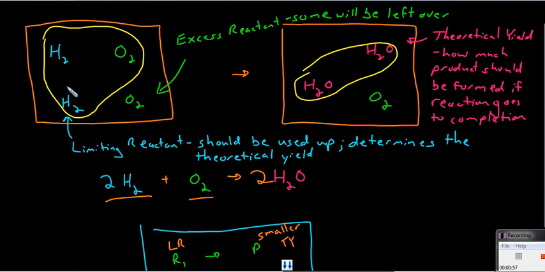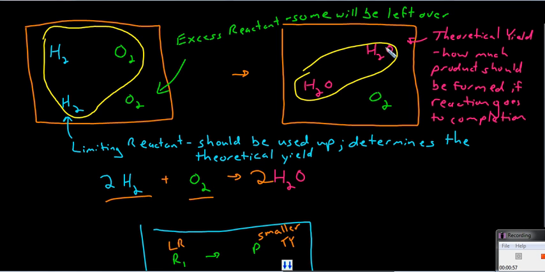And that hydrogen, which ultimately was all used up, is what limited the amount of product that we could get. We might have been able to form more water, except that we ran out of hydrogen. Hydrogen here is the limiting reactant. You can see that it should be used up, ultimately, if the reaction has gone to completion. This reactant determines the theoretical yield.